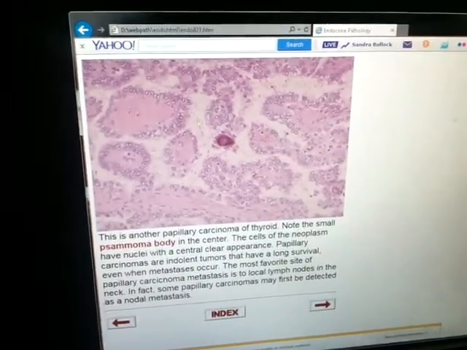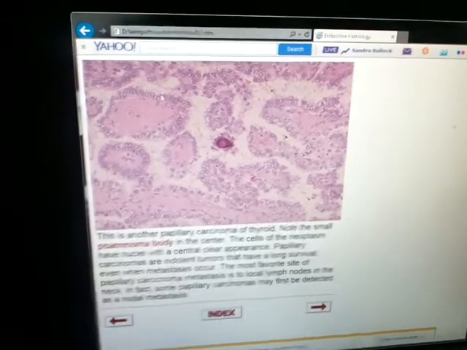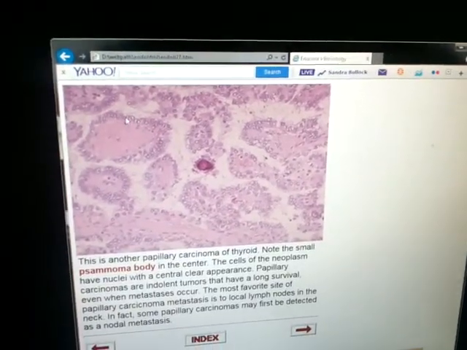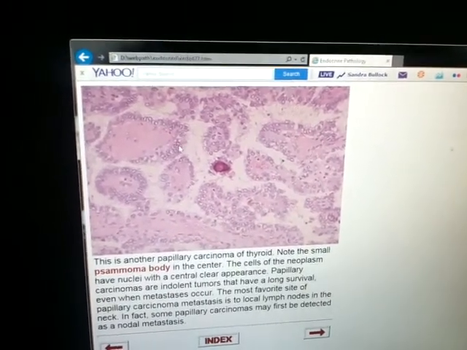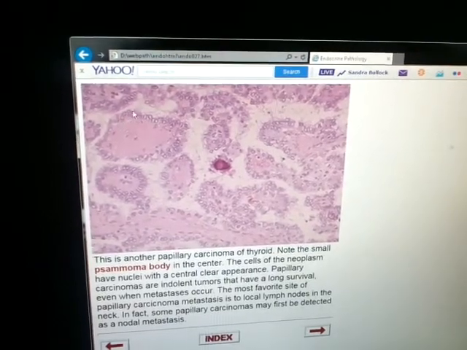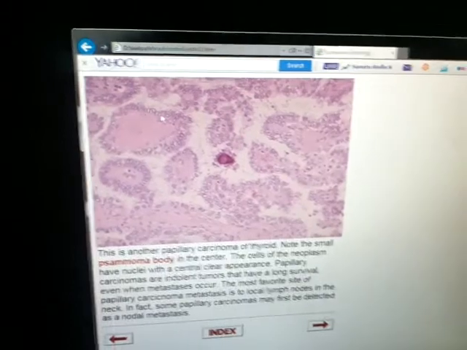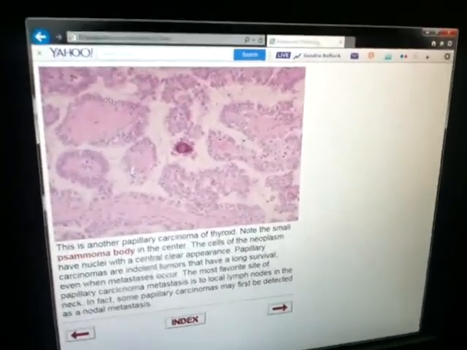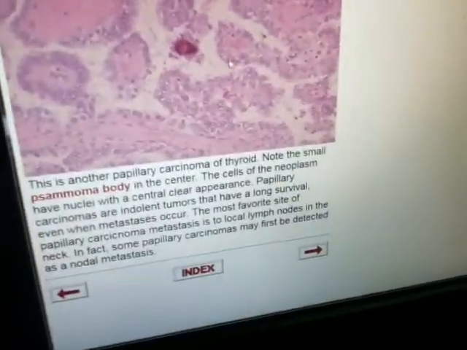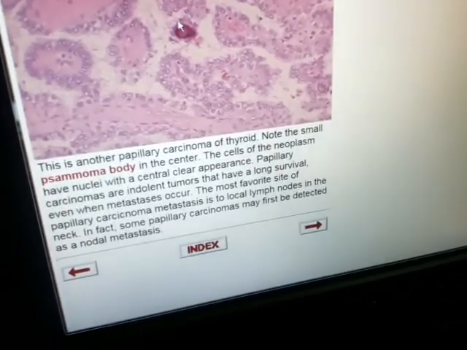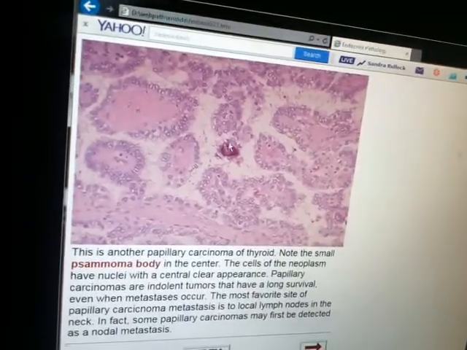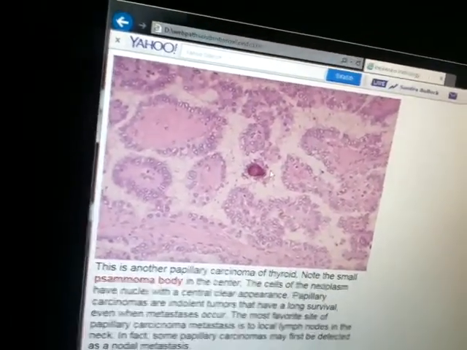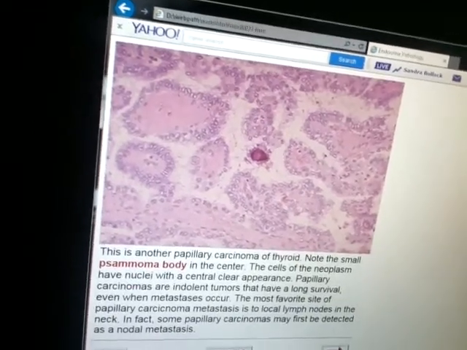Here, at higher power, we can notice the nuclear clearing and overcrowding. The nuclei are numerous and crowded with nuclear enlargement. They are large in size, crowded, and multiple foci of nuclear clearing and intranuclear inclusions are seen easily in this section. Okay. This is a psammoma body, which is a calcification usually present in any papillary lesion, and it's a clue towards the diagnosis of papillary thyroid carcinoma.